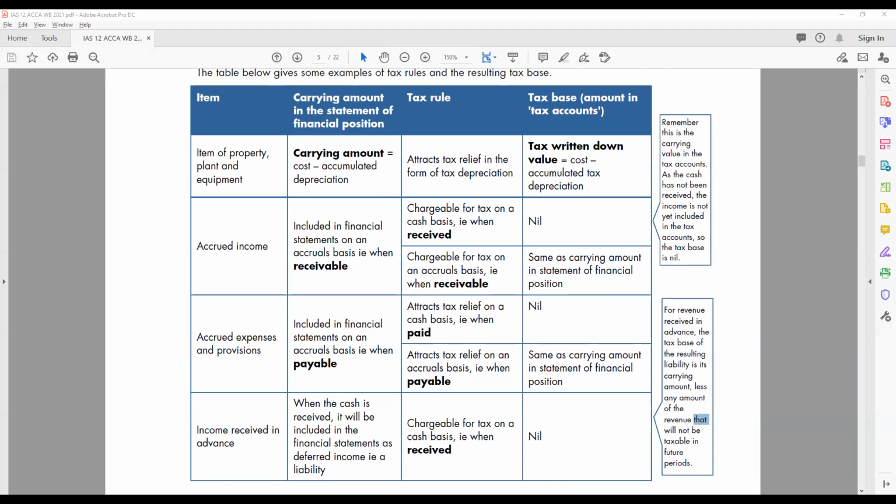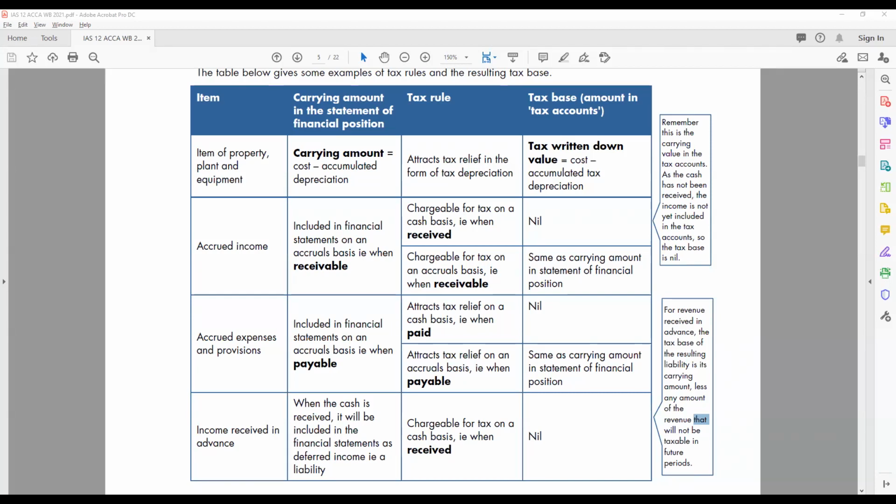Then what rule do we follow? See the previous slide. Tax base of an asset is the amount that will be deductible for tax purposes against any taxable economic benefit that will flow to the entity when it recovers the carrying value of an asset. Where those economic benefits are not taxable, the tax base of the asset is the same as the carrying value.